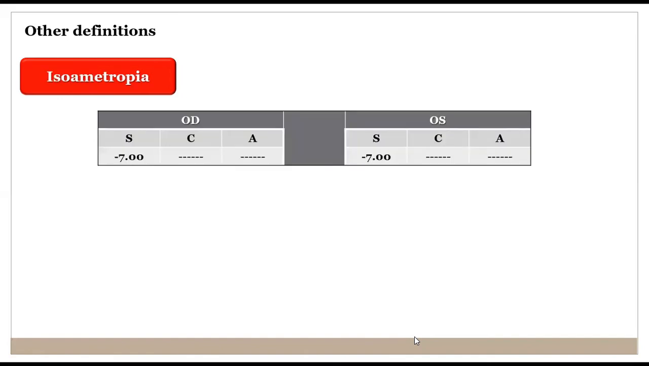When the refractive error is the same in each eye, so like in this example we have -7 high myopia in the right eye and again the same amount in the left eye, we call it isometropia. However, if there is a difference in the refractive error, like here we have -7 in the right eye and -1 in the left eye, so we have 6 diopters of anisometropia, so we call it anisometropia. And here is an interesting term. If we have myopia in one eye and hyperopia in the other eye, we can call it antimetropia.